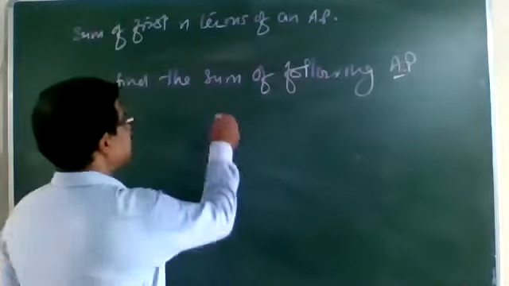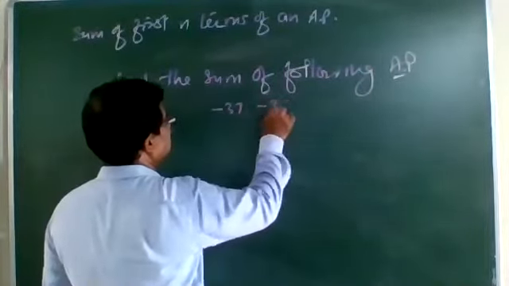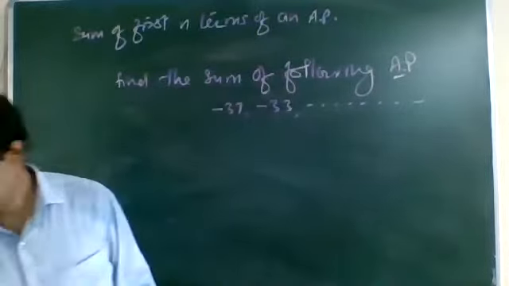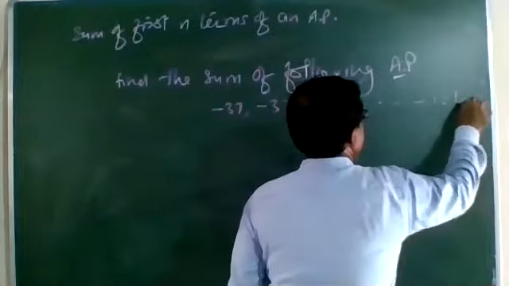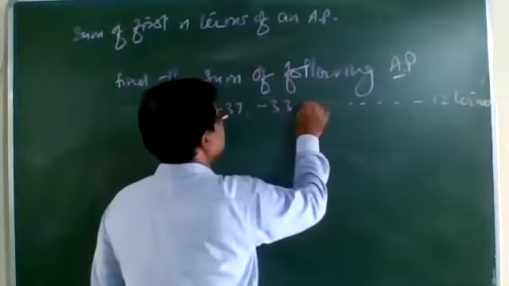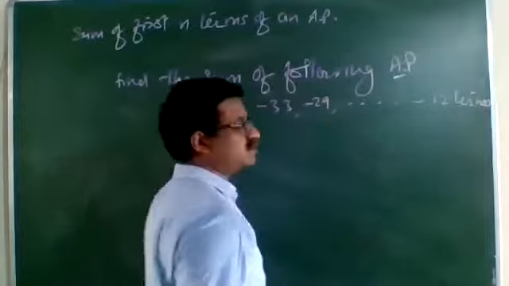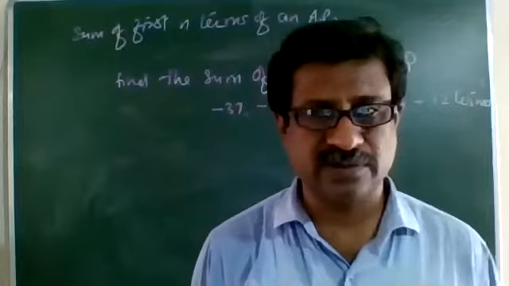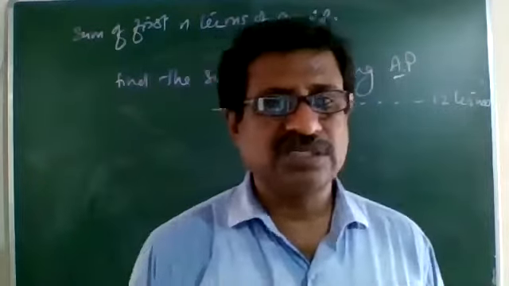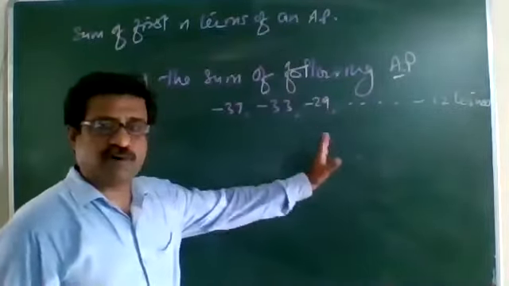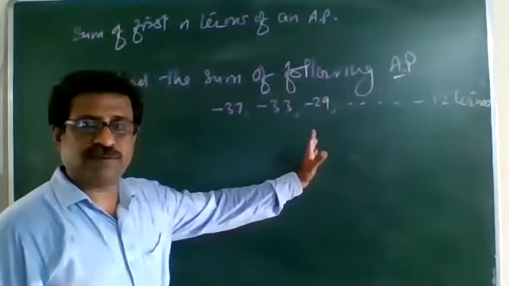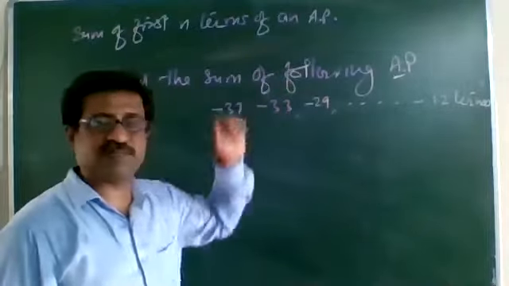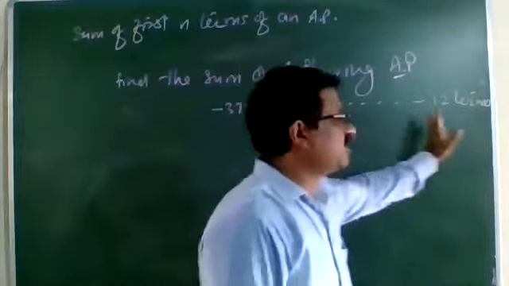The AP is minus 37, minus 33, minus 29, and so on, 12 terms. Three terms are given at the beginning, and the number of terms is given. This is used very often. The question is, what will be the sum of all these terms of an AP whose first term is minus 37, second term is minus 33, third term is minus 29. In this way, we got 12 terms.